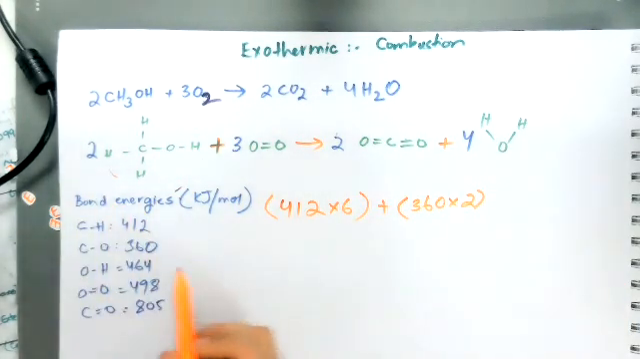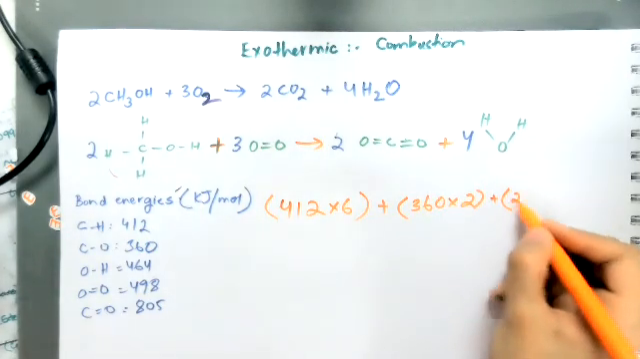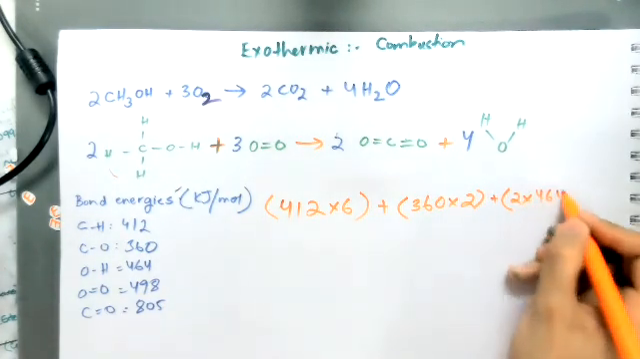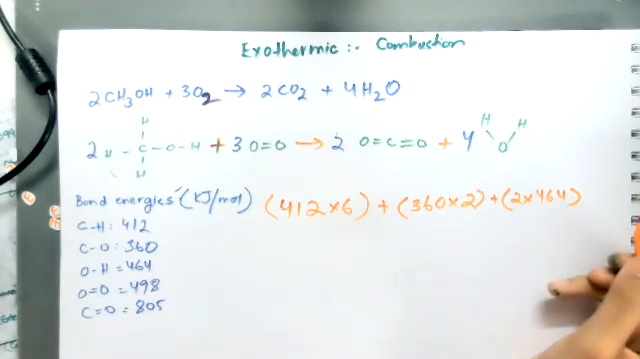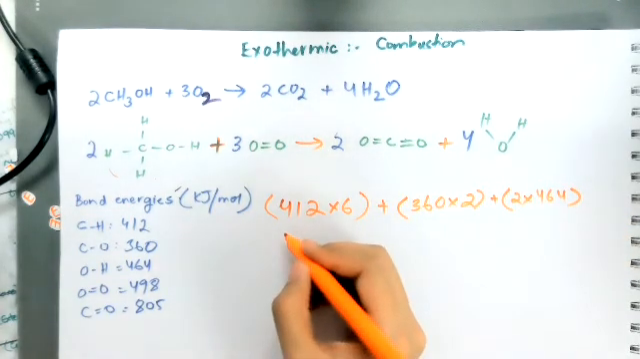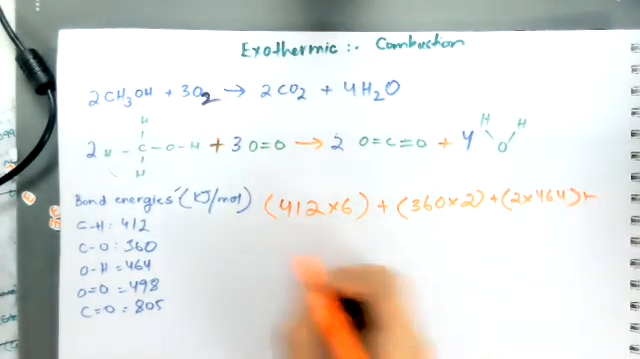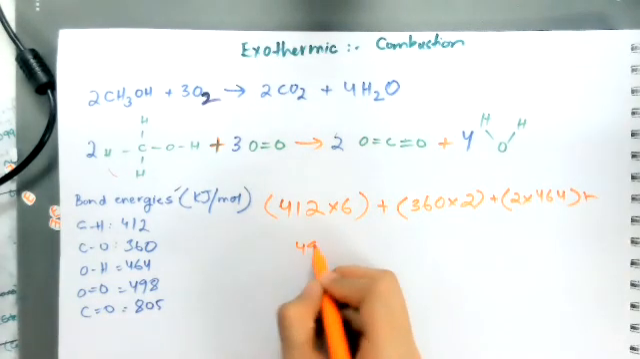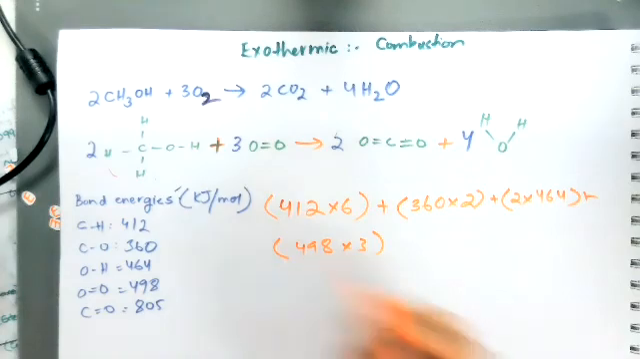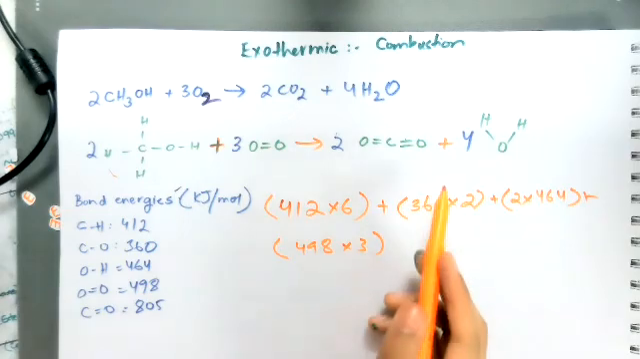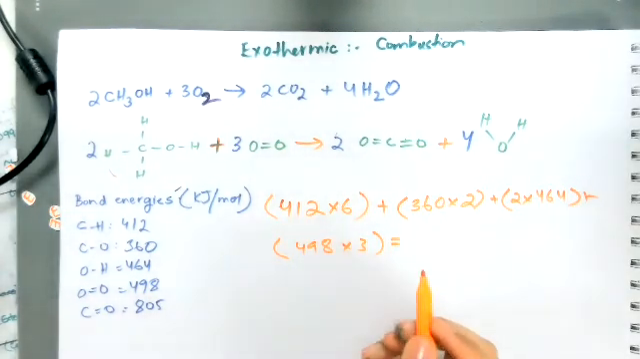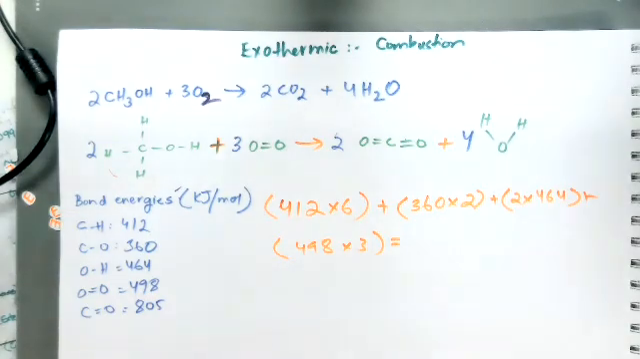Again, 2 of these, okay? So 2 multiplied by 464, okay? And then we're going to add it with the oxygen double bond, but we have 3 of them, so that's these. We're going to just do 498 multiplied by 3, okay? And then we're going to calculate this and compare it with the product, right? So let me just get the calculator.